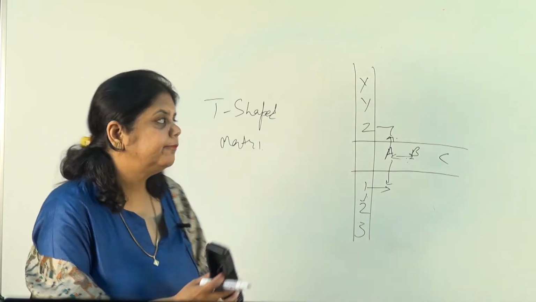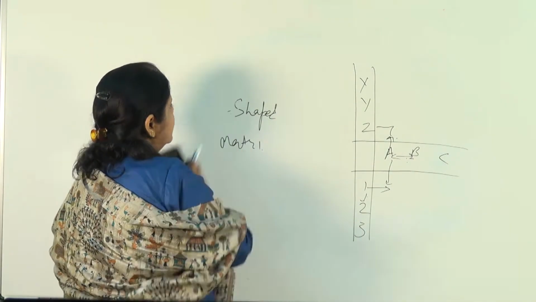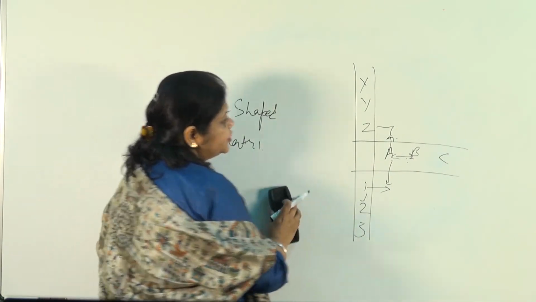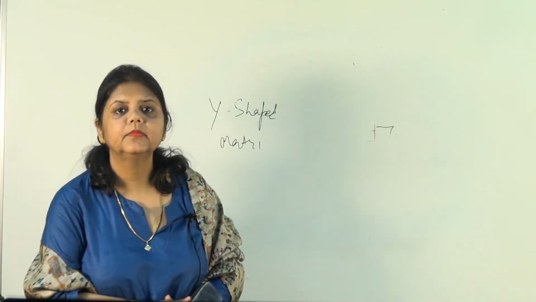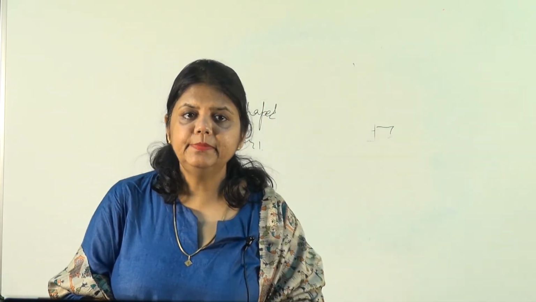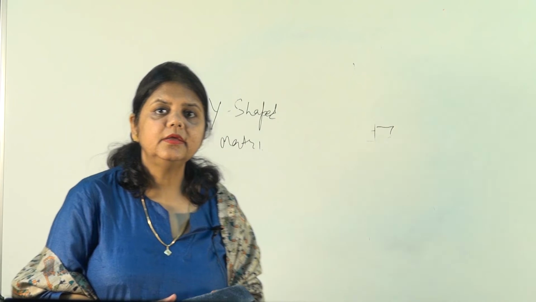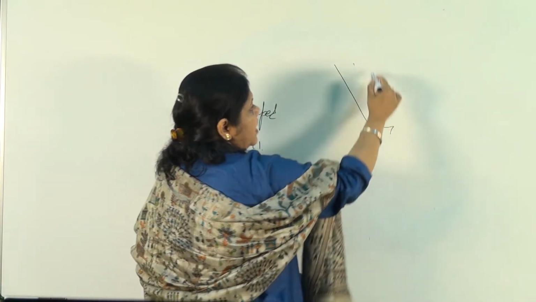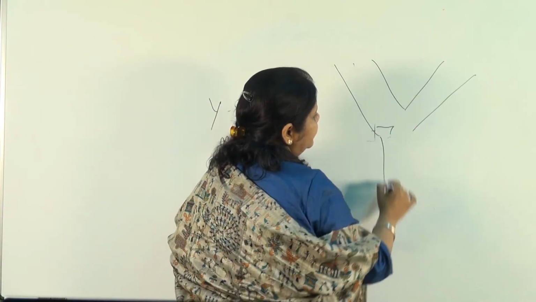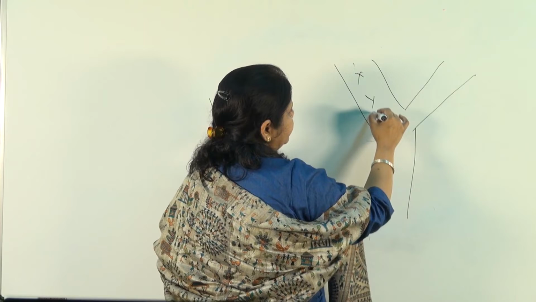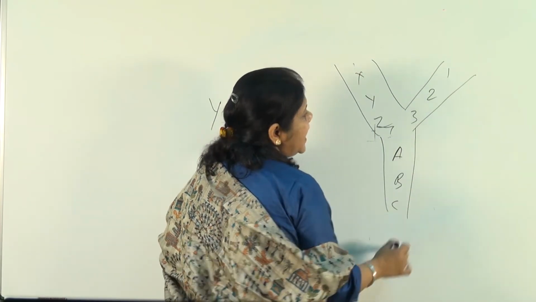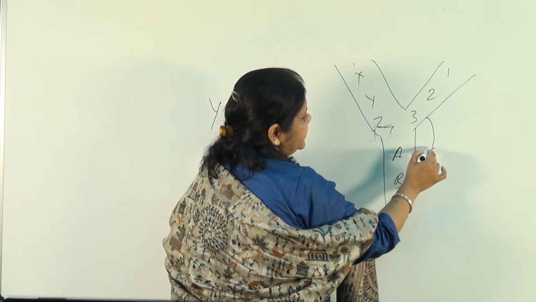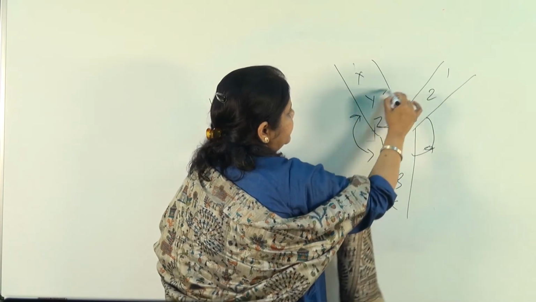The second kind of matrix diagram is the Y-shaped matrix. The Y-shaped matrix can again give information about three groups, and we can draw the relationship between two variables.